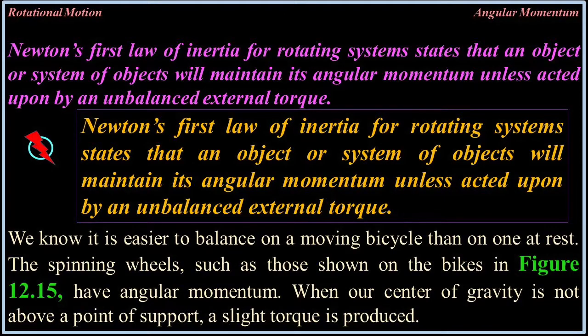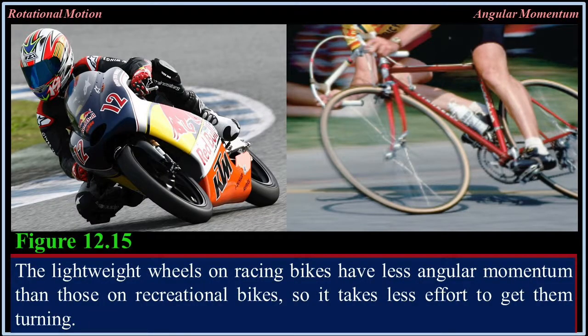Newton's first law of inertia for a rotating system states that an object or system of objects will maintain its angular momentum unless acted upon by an unbalanced external torque. We know it is easier to balance on a moving bicycle than on a resting one. The spinning wheels, such as those shown on the bikes in figure 12.15, have angular momentum. When our center of gravity is not above a point of support, a slight torque is produced.